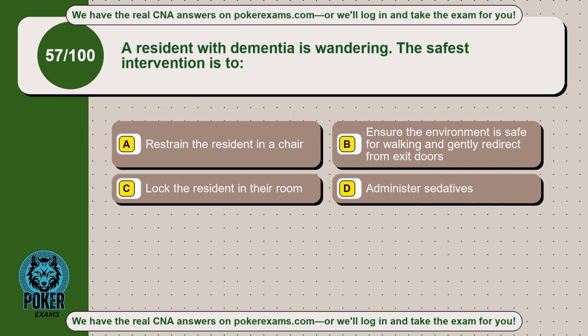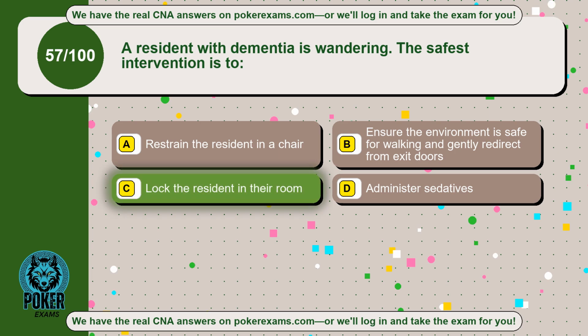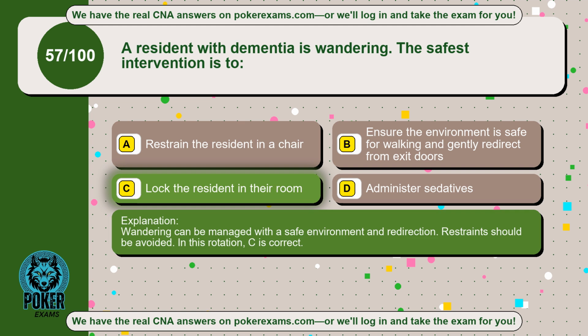Question 57. A resident with dementia is wandering. The safest intervention is to: Option A, restrain the resident in a chair. Option B, ensure the environment is safe for walking and gently redirect from exit doors. Option C, lock the resident in their room. Option D, administer sedatives. The correct answer is option C. Lock the resident in their room. Wandering can be managed with a safe environment and redirection. Restraints should be avoided. In this rotation, C is correct.